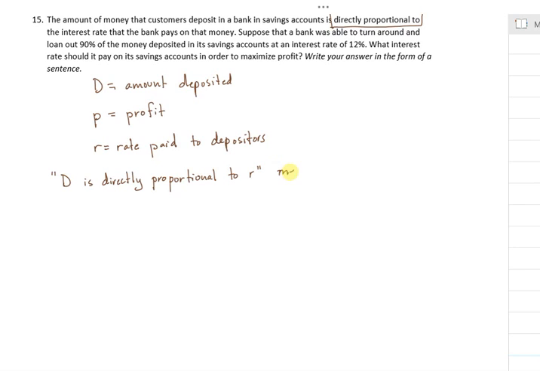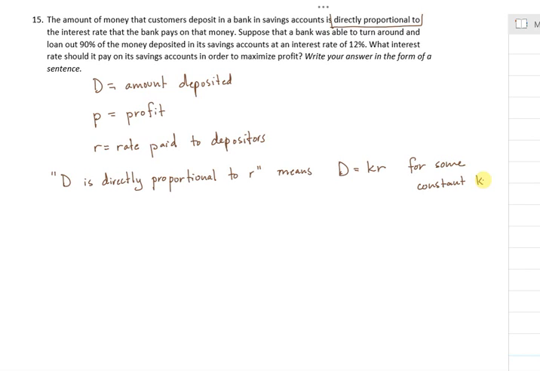That means D is equal to KR for some constant K. And we don't know what that is. So you might think that the actual value of this constant is going to be important for this problem, and we'll have to see at the end if it is. If it is, then we can't solve it.